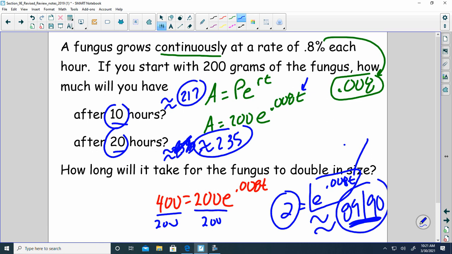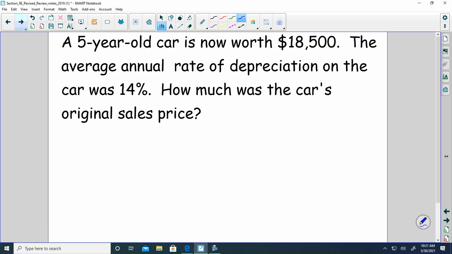All right, a 5-year-old car is now worth $18,500. The average annual rate of depreciation on the car was 14%. How much was the original sales price? Ooh, okay. So I'm going to turn 14% into 0.14. It's a 5-year-old car that is now worth this much.